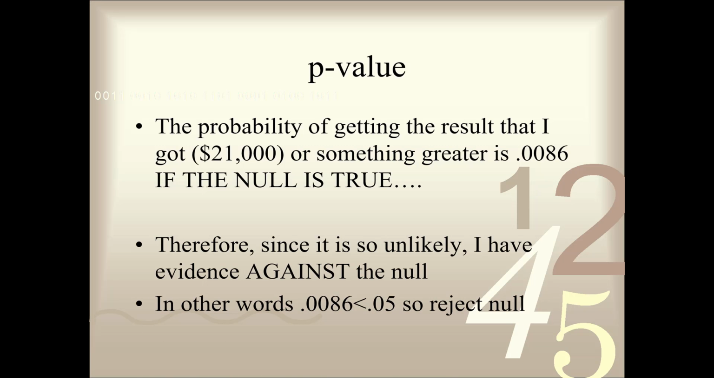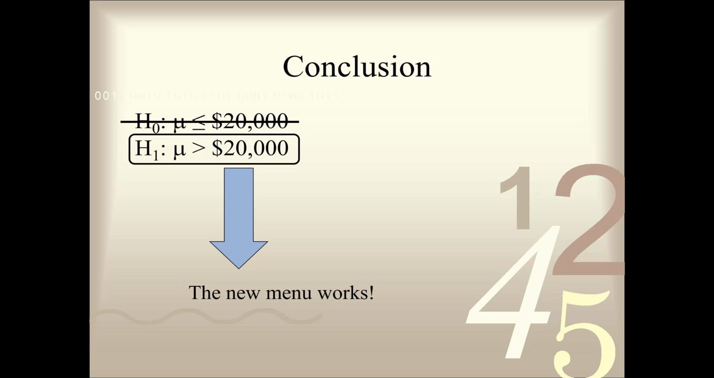Okay, so in other words, since the p-value is less than alpha, reject the null and support the claim that the profits went up. And if you've written out the hypotheses, it's kind of nice at this point to just cross off what you know is not right.